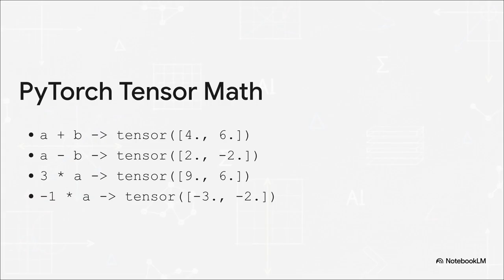A plus B prints out a tensor of 4, 6. A minus B prints out 2, negative 2. Scaling A by 3 outputs 9, 6. And multiplying A by negative 1 prints negative 3, negative 2. It perfectly automates the exact numeric results we computed manually at the very beginning of this explainer.